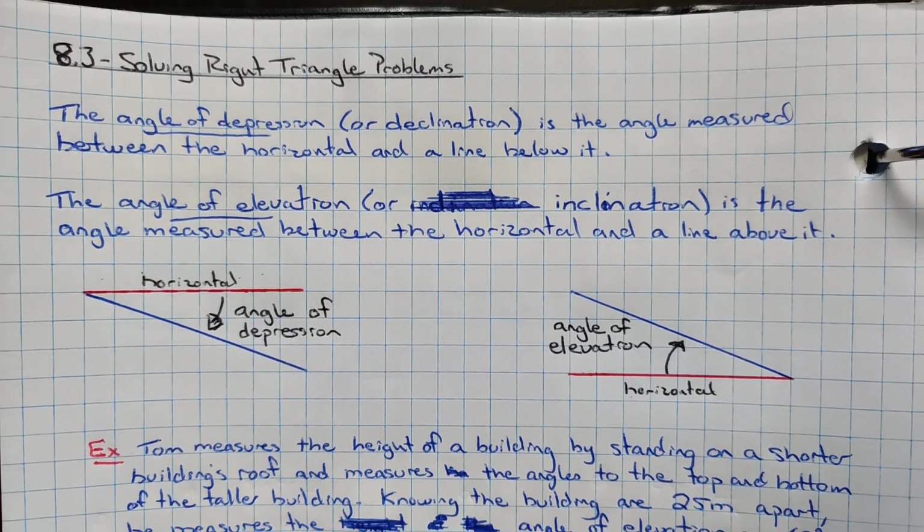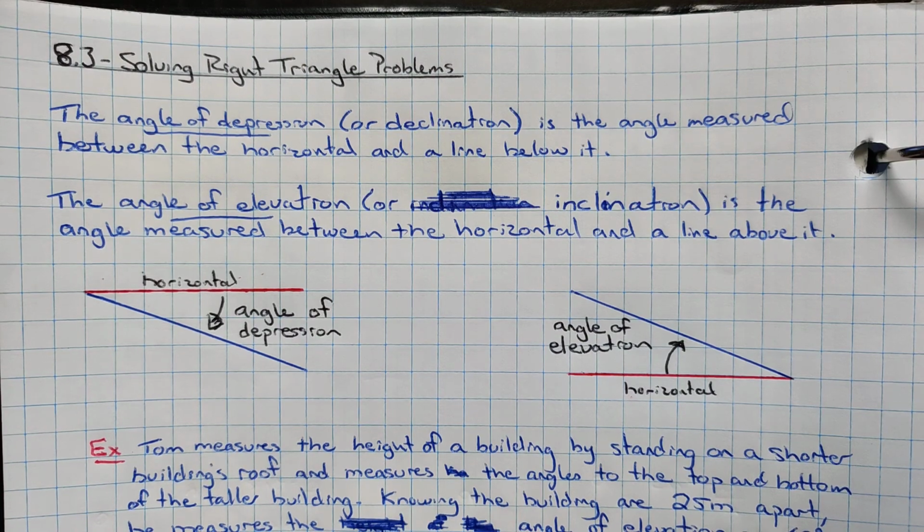In this one, we're just going to take a look at solving some problems with right angle triangles. So a couple concepts just to cover in terms of terminology. That is the angle of depression or declination, decline, and then the angle of elevation or inclination, or incline.